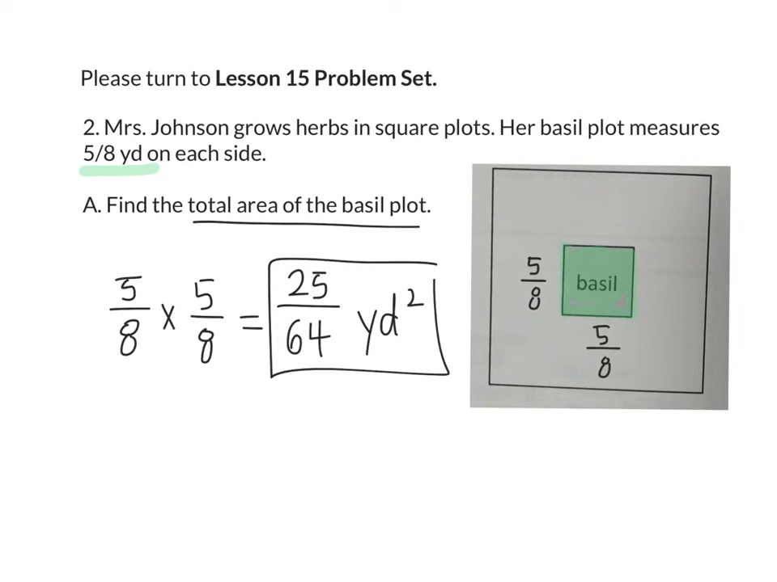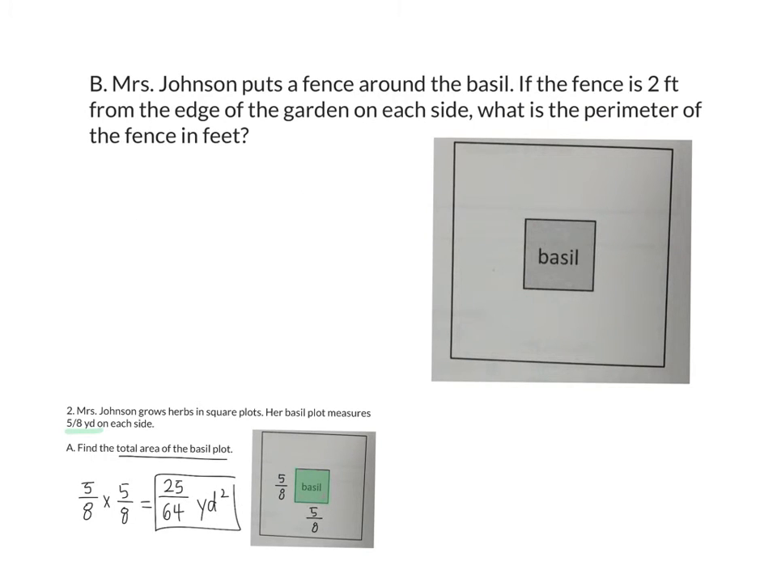That's part A, yes? Part B says, Mrs. Johnson wants to build a fence around her basil. If the fence is 2 feet from the edge of the garden on each side, what is the perimeter of the fence in feet? First, underline what the question is asking. From here to here.